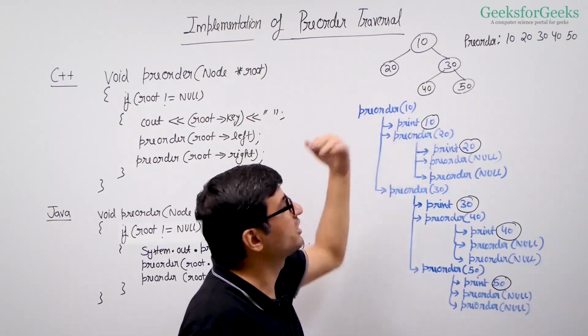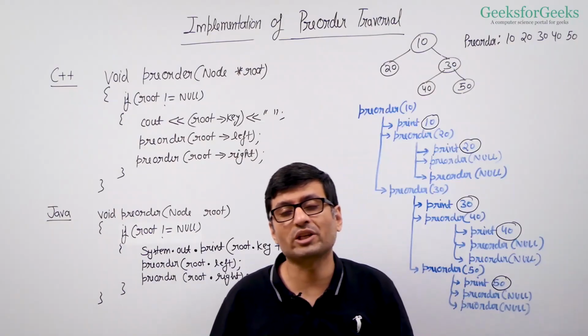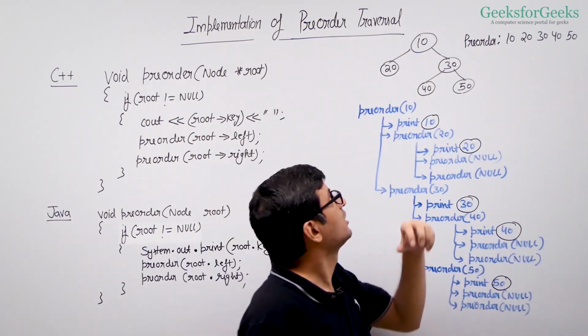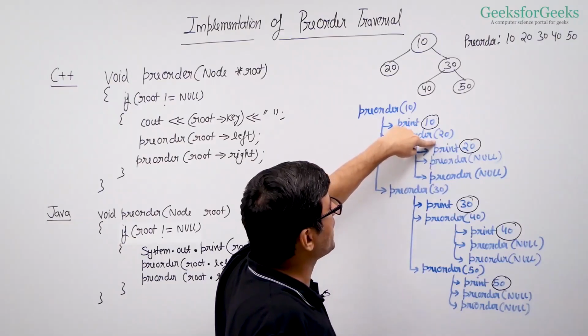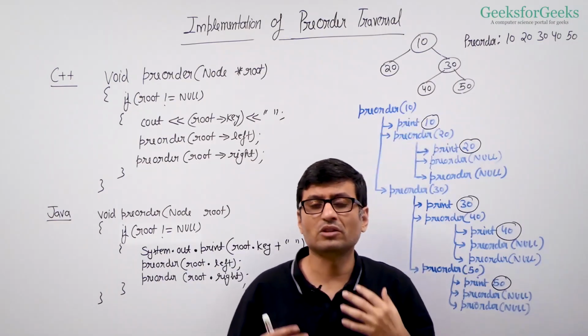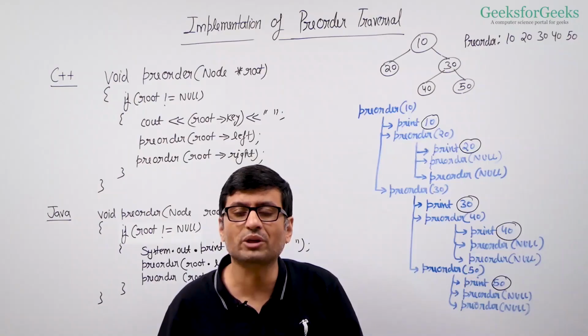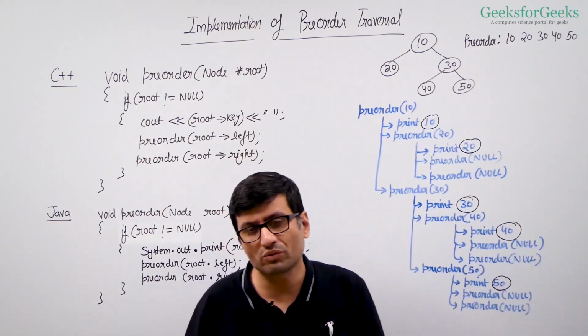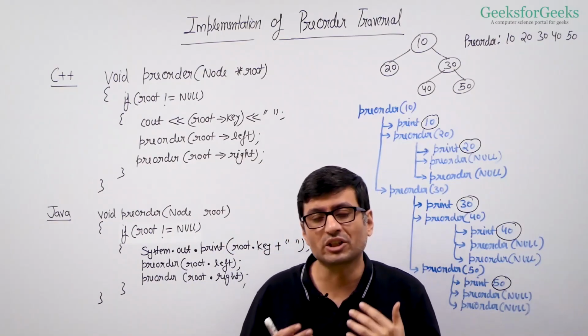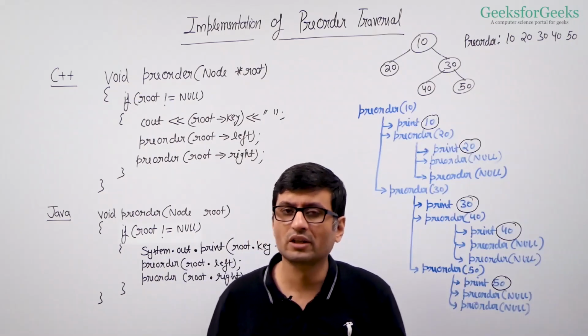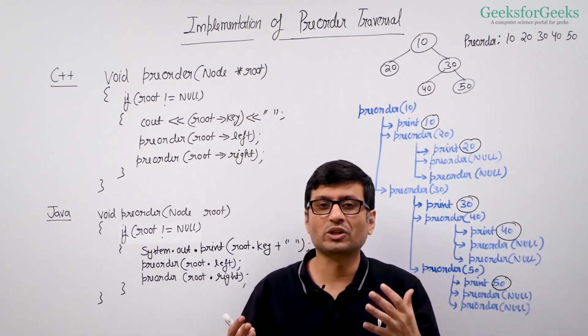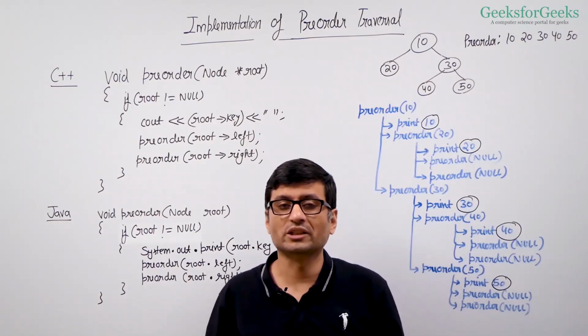After 10 is printed on the screen, what does it do? It recursively calls for the left subtree. So it's going to call for 20. After calling for 20, what happens? Again, the recursive code is executed from the first line for a new root, which is 20. And when you execute it from the first line, the first thing it does is check whether it is null or not. It's not null. So it's going to go inside and execute those three lines.